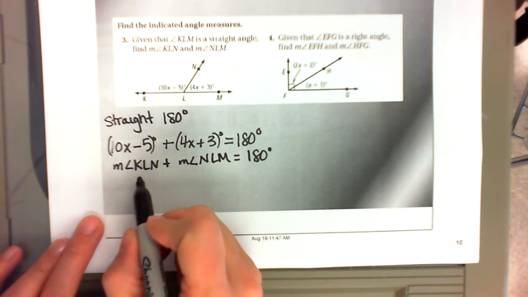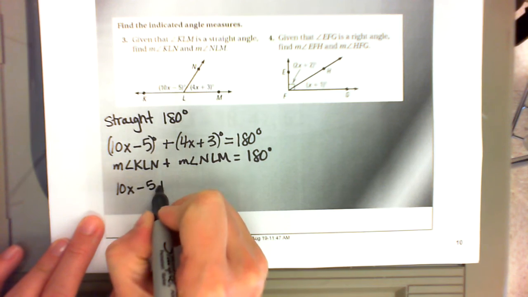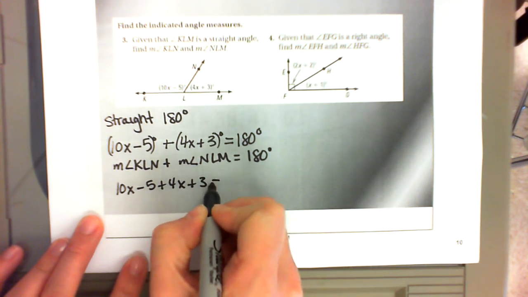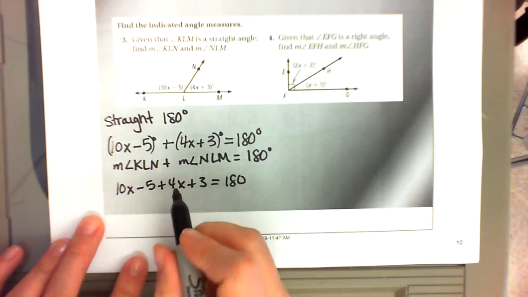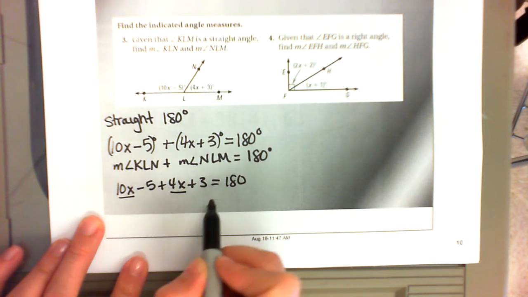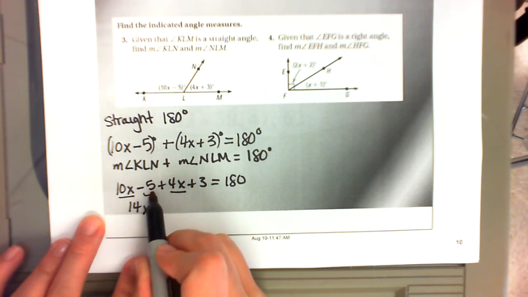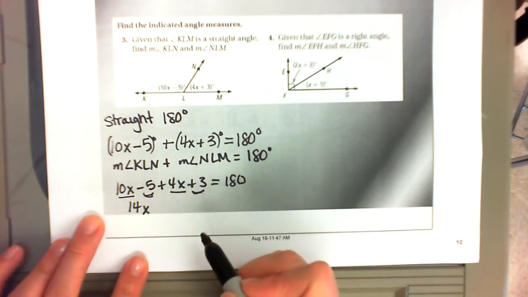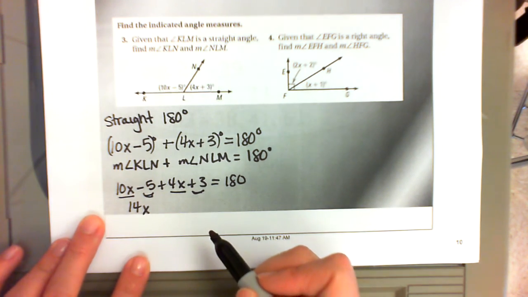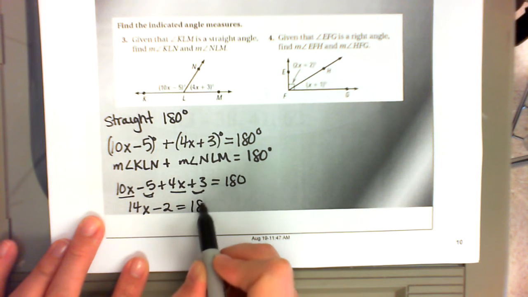So I'm going to get rid of the parentheses because I really don't need them. I've got 10x minus 5 plus 4x plus 3 equals 180 degrees. 10x and 4x are like terms, so I'm going to combine like terms on the same side of the equal sign. 14x. Negative 5 and positive 3 are like terms, so I'm going to combine those. Negative 5 and 3 is negative 2, equals 180.